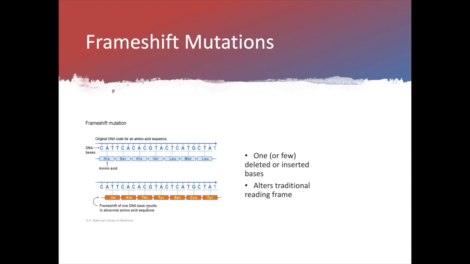So now let's look at frameshift mutations. Frameshift mutations can occur either through spontaneous mutations or induced mutations, and they are the result of insertions or deletions. Both an insertion or a deletion will result in a change in the frameshift, so in the reading frame.